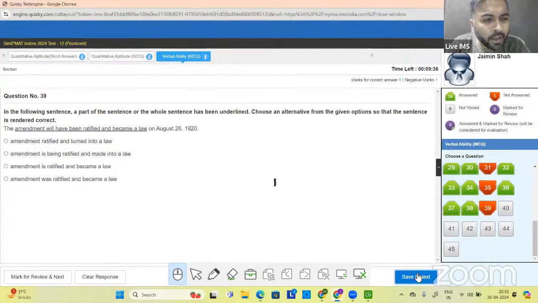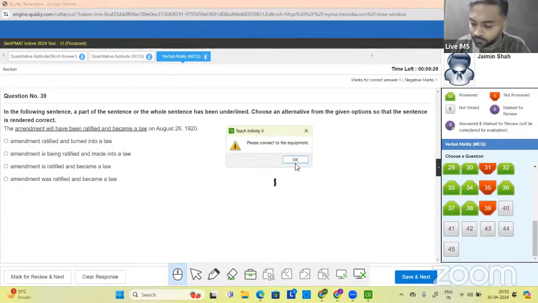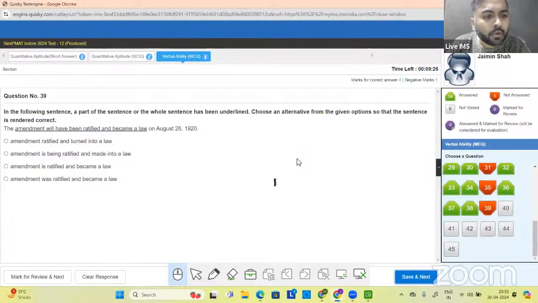The amendment will have been ratified and became a law on August 26, 1920. The amendment will have been ratified. Amendment ratified and turned into law. No, amendment is being ratified. Was ratified. Correct.